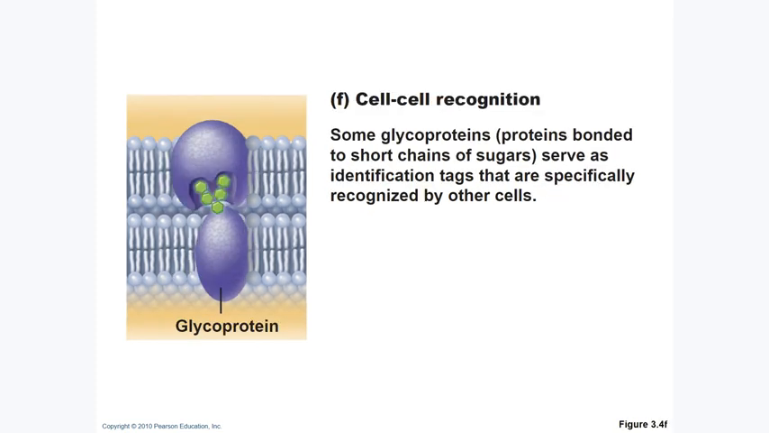extracellular matrix as well. We also have cell to cell recognition, where they have those glycoproteins on the outside that serve as identification tags that are specifically recognized by other cells, so that the cell doesn't get eaten by a macrophage because it recognizes self, and so that we can curb cell overgrowth. And these cell to cell recognitions help with curbing neoplasia, which is cancer eventually.